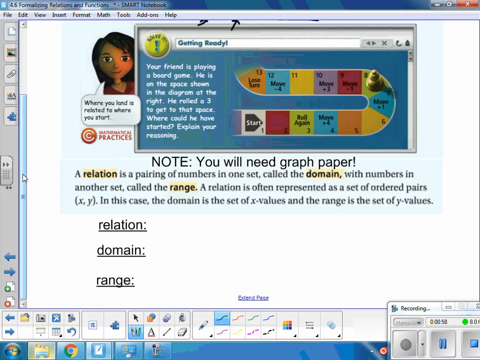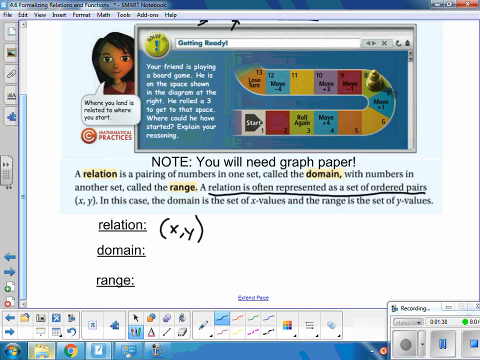So here are three definitions you're going to want to be comfortable with, so when I say them, you know what I'm talking about. Now, a relation is a pairing of numbers in one set. It's two numbers that are interacting with each other. As one changes, so does the other. A relation is often represented as a set of ordered pairs. So relations are often seen like this. The variables will change because we might be talking about different things, like weight or money, but ultimately it is the relationship of two things, x and y.